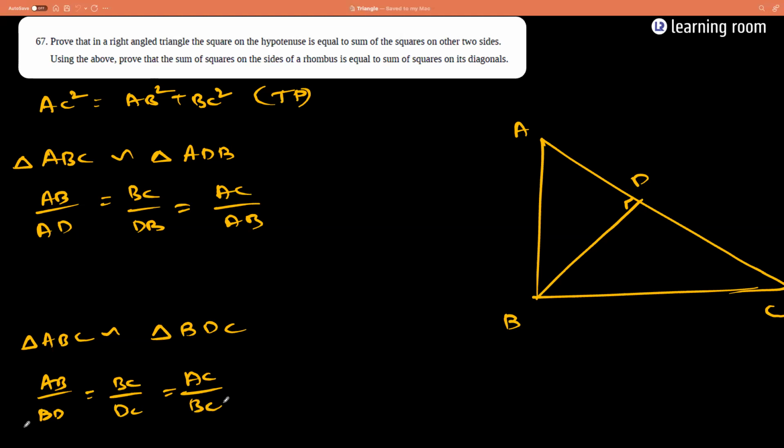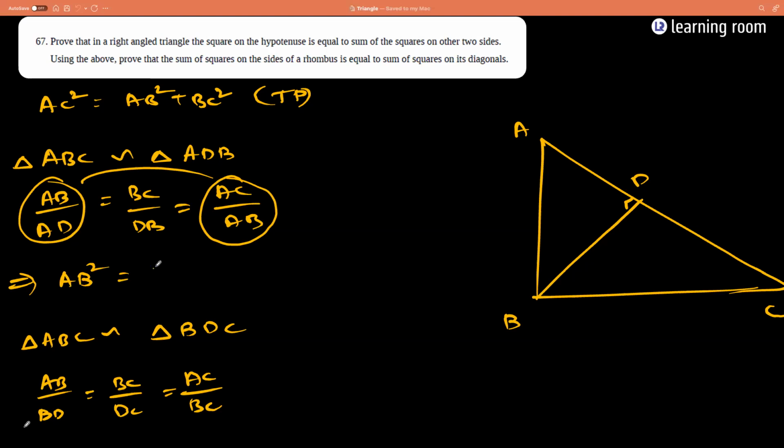Am I right? So from here, what will you do? Take AB by AD and AC by AB. Can we cross multiply these two so that you will get AB square is equal to AD into AC. Let me call this 1.